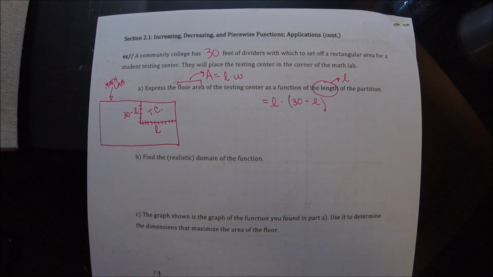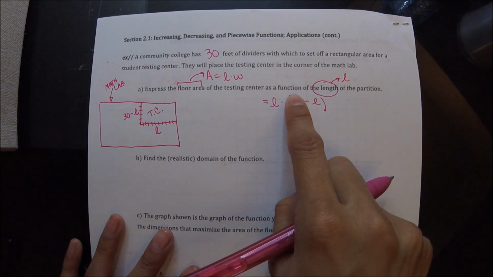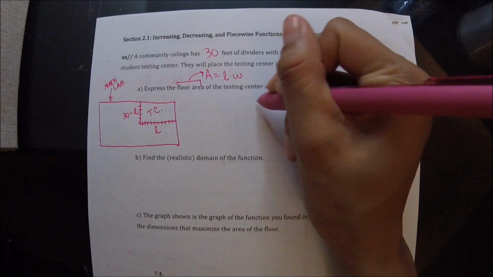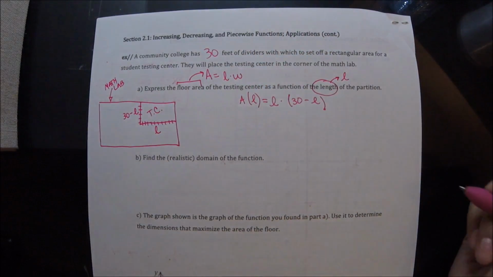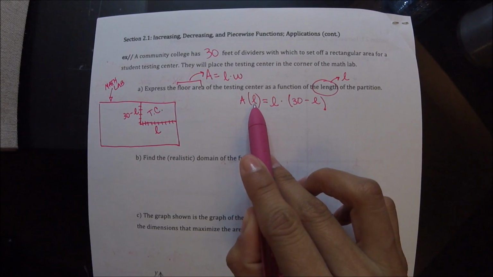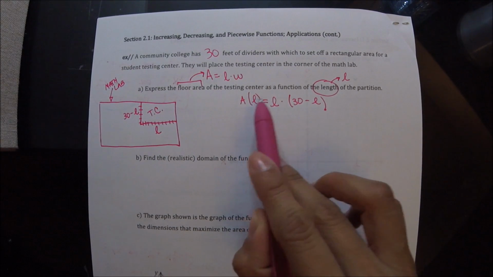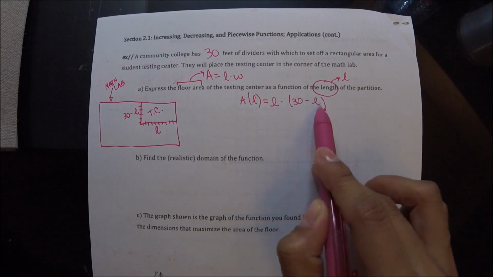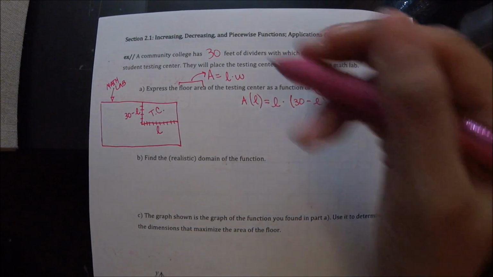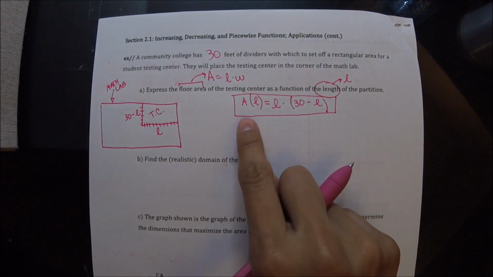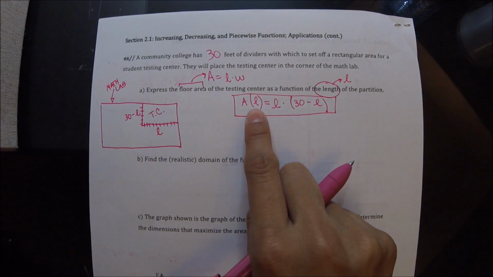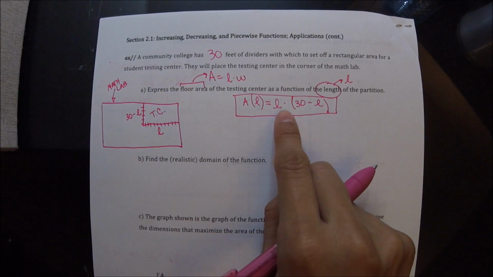And then we need to write this as a function. So I'm not going to write A equals this. I'm going to write A of L as a function. Because in here, we put the variable that we're using, and in this case, we're using the variable L. And that's all they wanted us to do for part A. We wrote the floor area as a function of the length.